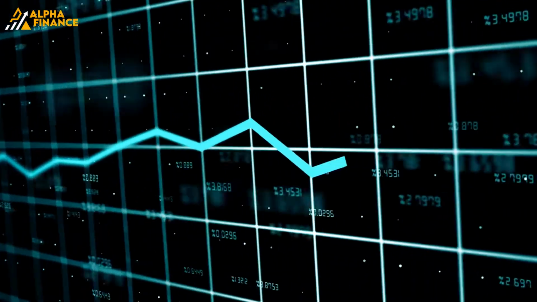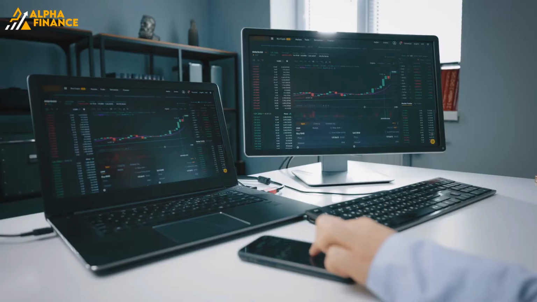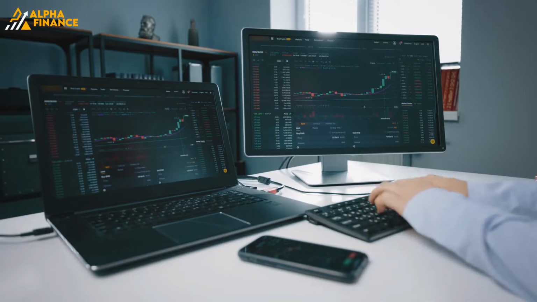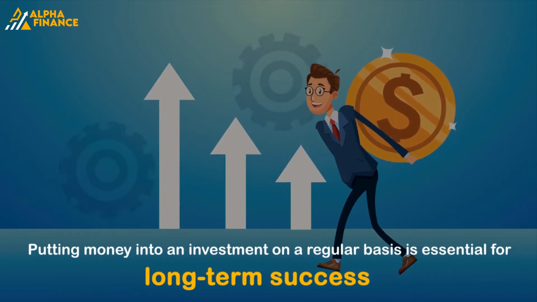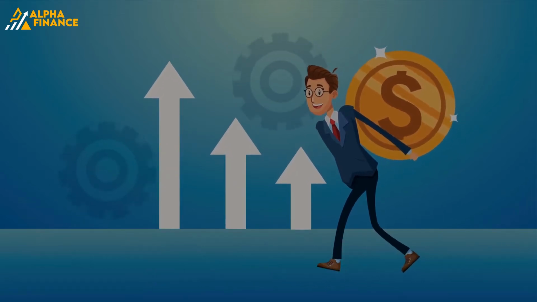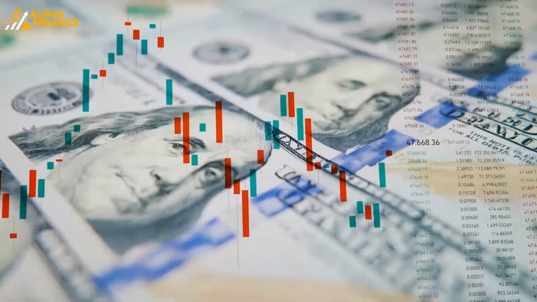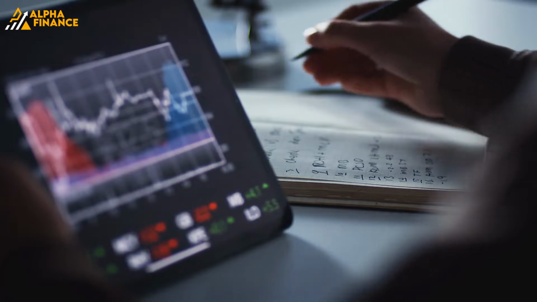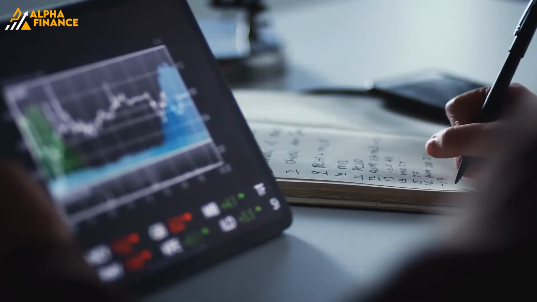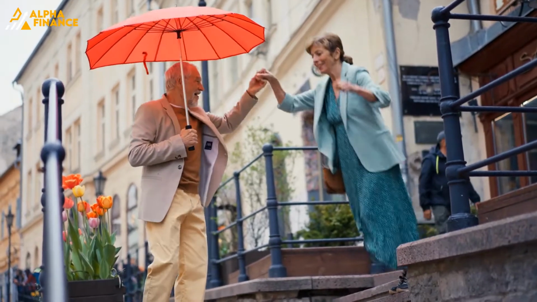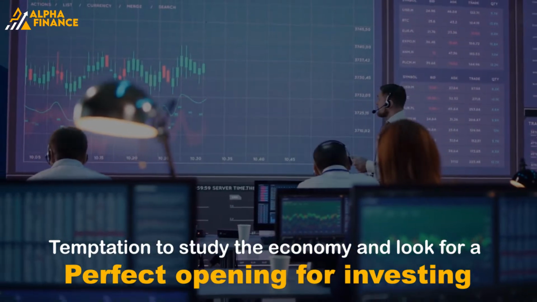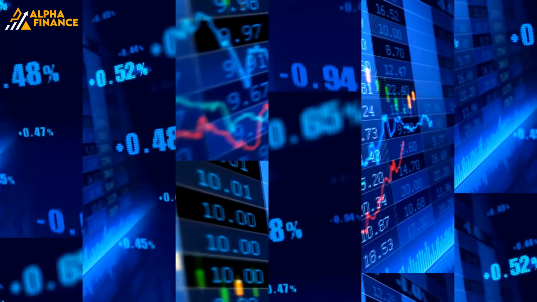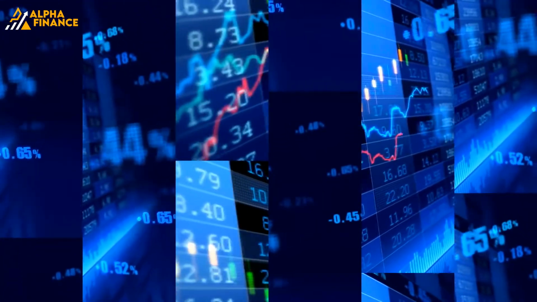Not all changes in price are upward. But if you spread out your purchases across time, you increase your odds of paying a lower average price. Putting money into an investment on a regular basis is essential for long-term success, and dollar cost averaging makes that easier. Dollar cost averaging is a common investment strategy that many people use automatically when contributing to a 401k or similar employment retirement plan. Now, I completely understand the temptation to study the economy and look for a perfect opening for investing, so let's contrast market timing and dollar cost averaging a little more.